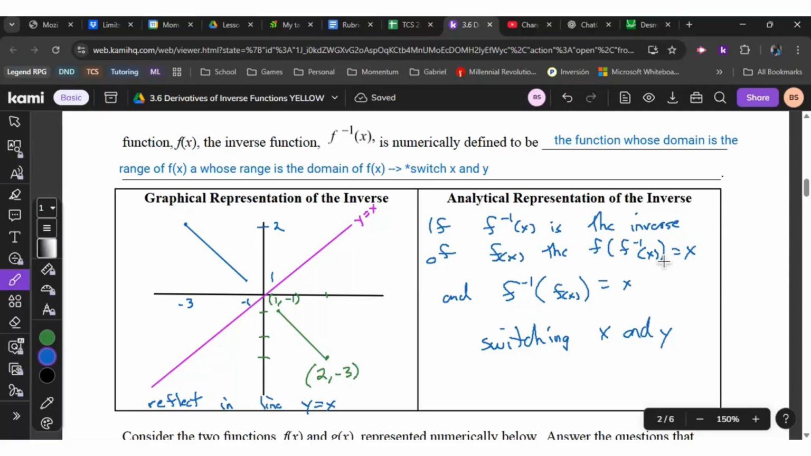So all it means is that if I take the f of the f inverse, basically it cancels out and we just get x. That's what it means. And if I take the f inverse of the f of x, I just get x. So basically what I'm trying to get you to see is that this stuff cancels out.